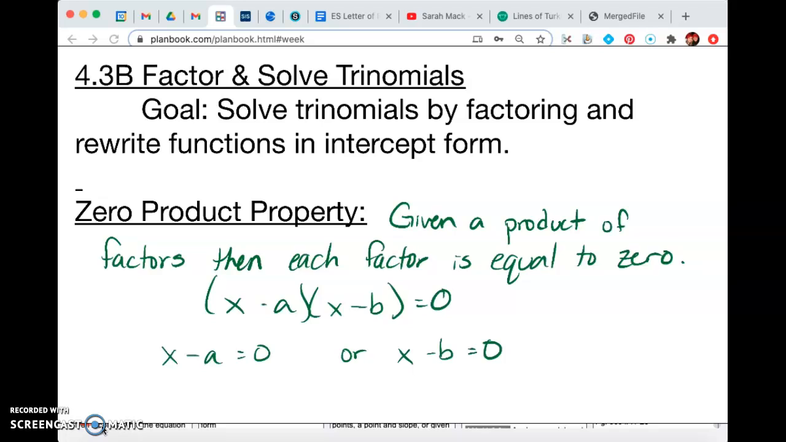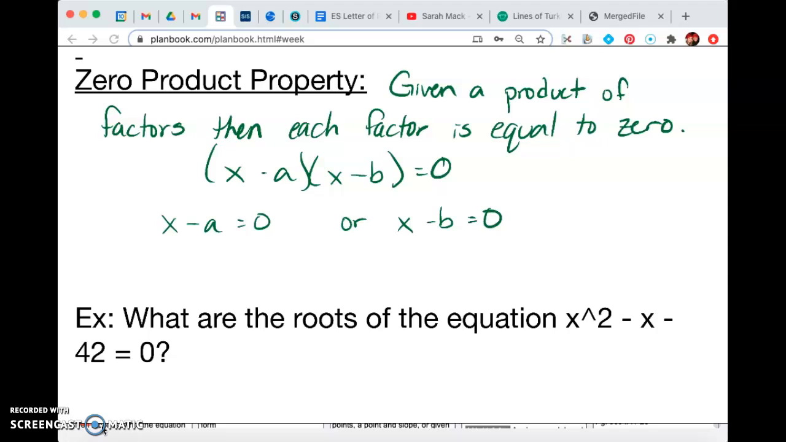So, still factoring, we're just going to finish it by doing the zero product property. Fantastic, right? Okay. So, first question. What are the roots of the equation x squared minus x minus 42 equals 0? Does anybody know what this lovely word means?